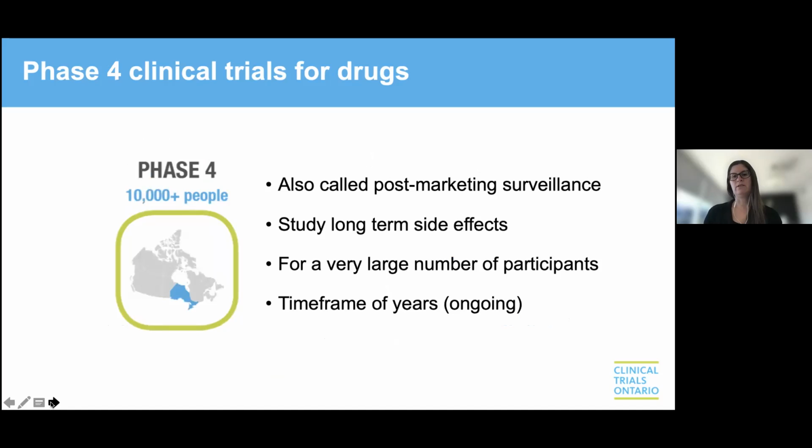Phase 4 clinical trials for drugs, these happen after Health Canada has approved, in this case, the drug for wide-term use by the Canadian population. So they're called post-marketing surveillance. These are approved medications. This allows us to study the long-term effects as well as side effects in a very large number of participants. And these typically have a time frame of years where they're ongoing.